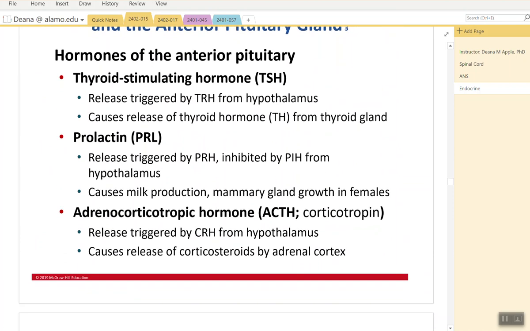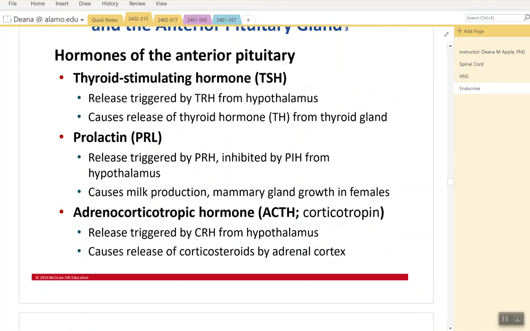The anterior pituitary, once it receives the right signal, will then start releasing the appropriate hormones. So if thyrotropin releasing hormone is sent from the hypothalamus to the anterior pituitary, then it will release thyroid stimulating hormone, TSH. So TRH makes TSH be released from the anterior pituitary. This causes a release of thyroid hormone in the form of T4 primarily from the thyroid gland. Prolactin is stimulated when prolactin releasing hormone reaches the anterior pituitary.